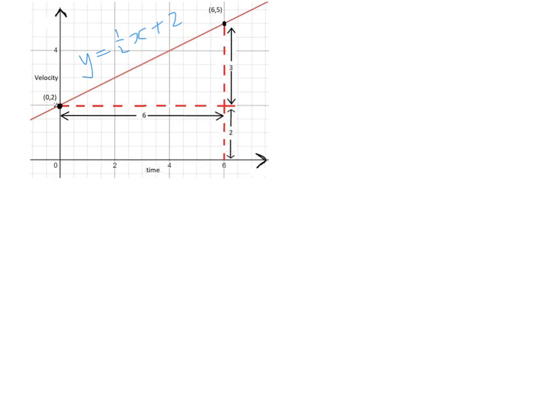But why the area under a graph? Well, let's have a look. So here we have a velocity time graph, and that is modelled by the equation y equals a half x plus 2, where y is velocity and x is time, time in seconds. And that's what our graph here represents.